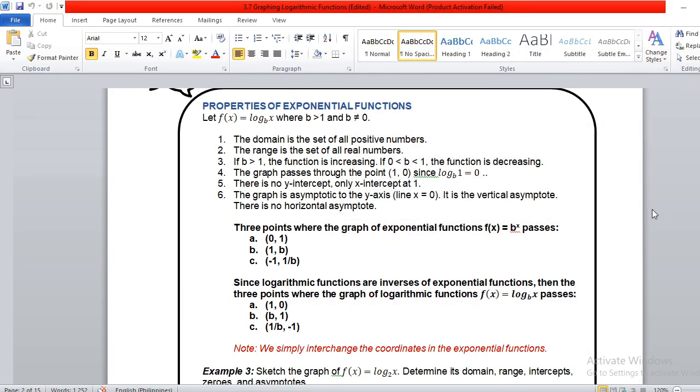Good morning again. We are going to continue our lesson in 3.7, graphing logarithmic functions. So, what are the properties of logarithmic functions?